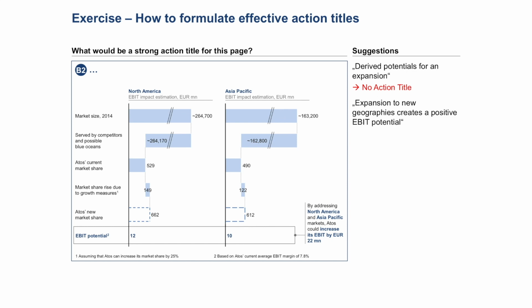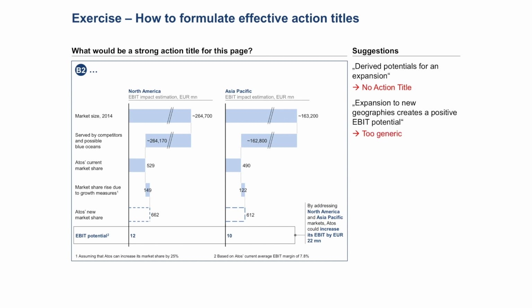So this is a second example. Let me read it out to you. Expansion to new geographies creates a positive EBIT potential. Once again, pause the video if you like. So is this a good action title or not? And here I would argue that it's too generic.